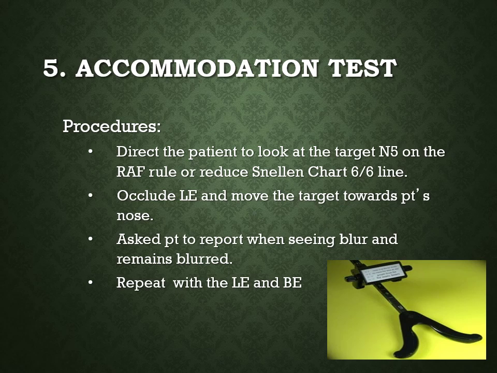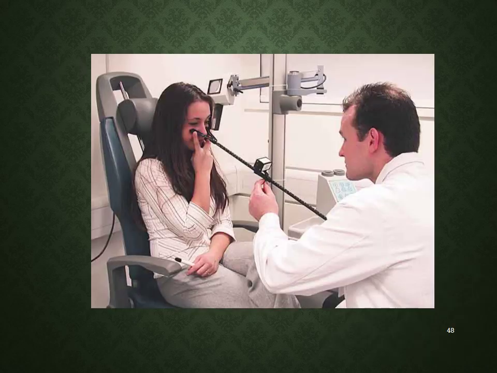Repeat with the left eye and also both eyes, and then record the findings. An alternative method of measurement is to start with the letters close to the patient and move them away until the patient reports that the letters are clear. This method is helpful when testing young children who may not understand the concept of blur. This is an example of how you put the RAF rule in front of your patients.